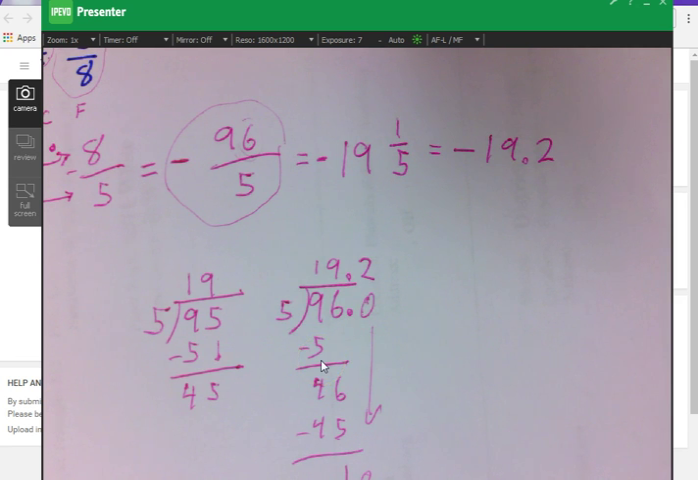Does that make sense? How I can do it either way. I could do fraction or decimal form.